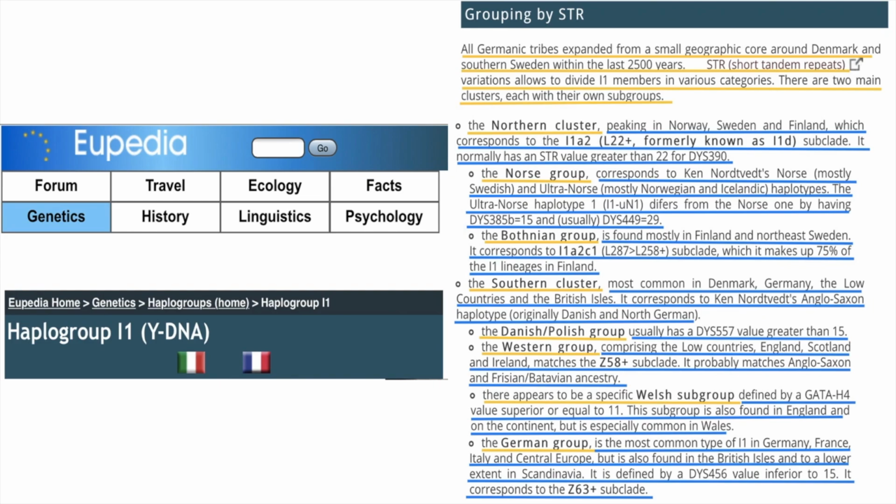So, all Germanic tribes expanded from a small geographic core around Denmark and southern Sweden within the last 2,500 years.